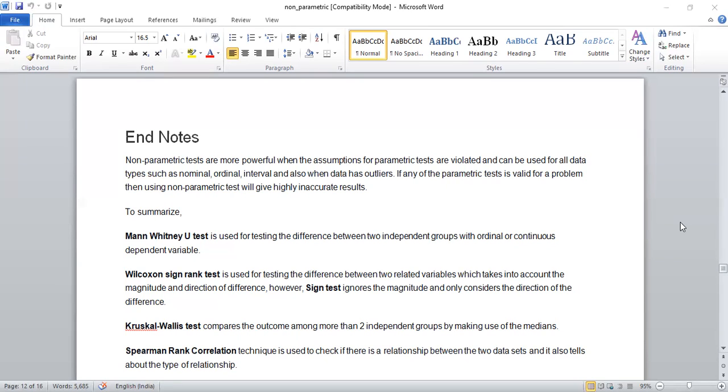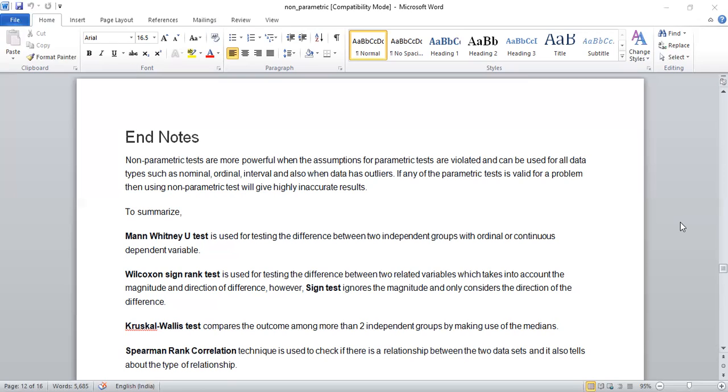That one is the Mann-Whitney test. It is used for testing the difference between two independent groups with an ordinal or continuous dependent variable. So two independent groups. This is the alternative of the independent sample t-test. And your output, that is the dependent variable, may be ordinal or continuous.